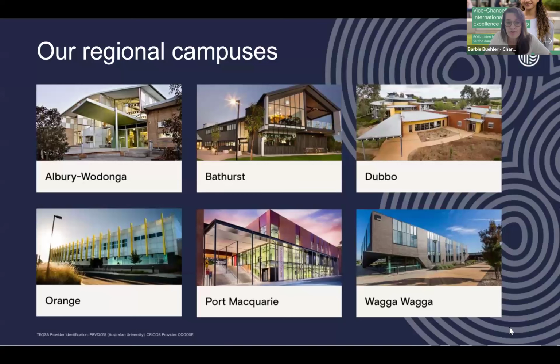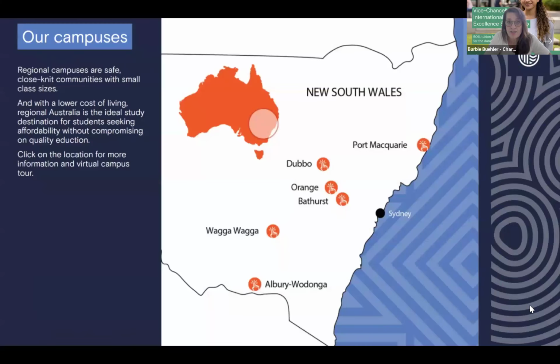Now, these are some of the international student campus locations available. We have Albury, Wodonga, Bathurst, Dubbo, Orange, Port Macquarie, and Wagga Wagga. These are all in regional New South Wales, and you can see our map here. So all of those campuses with the orange spots is where we offer our different programs depending on what the student is going to study.